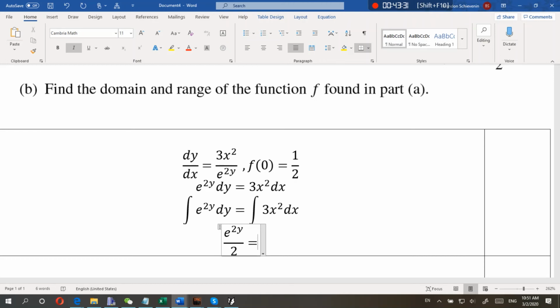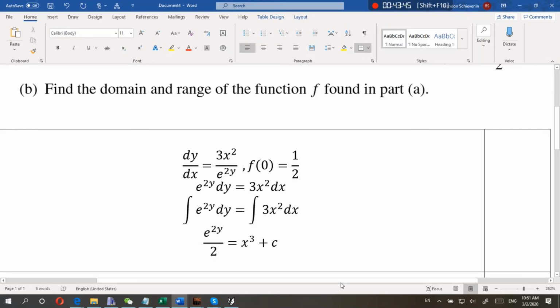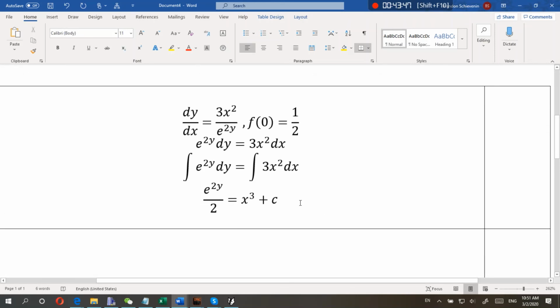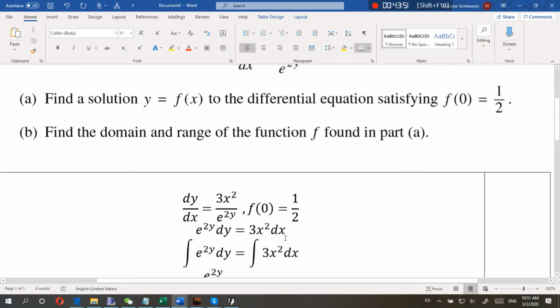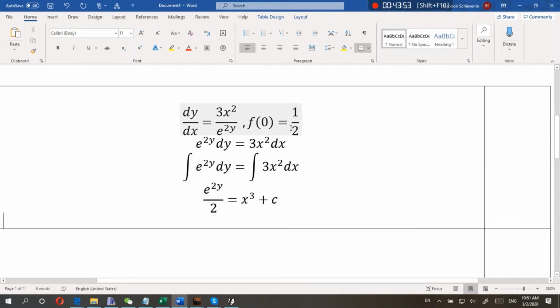My next one would be, oh, Oliver's telling me what's going to happen on the right. Okay, so I'm going to raise this power by 1 and then divide by the new power. So this is going to be 3x cubed over 3, or just x cubed, plus c. Okay. And then from here, I think I'm going to solve for c at this point. So I was told that f at 0 is 1/2.